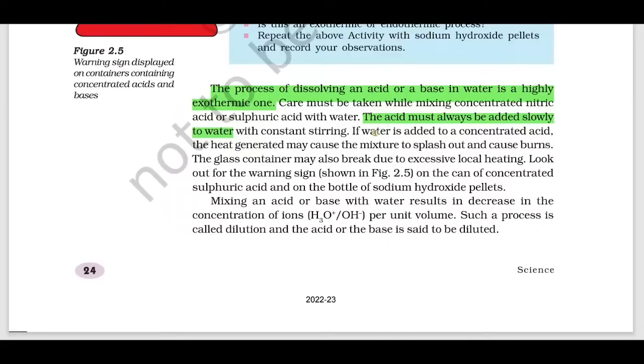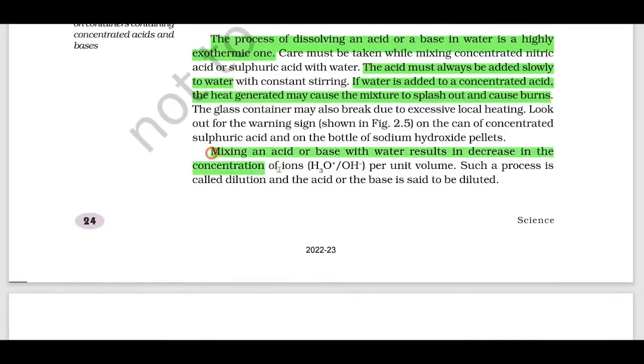Because if you add water to acid, as it is a highly exothermic reaction, the acid might splash out and can cause injury. If water is added to the concentrated acid, the heat generated may cause the mixture to splash out and cause burns. Hence, it is always advised to add acid to the water slowly with constant stirring.